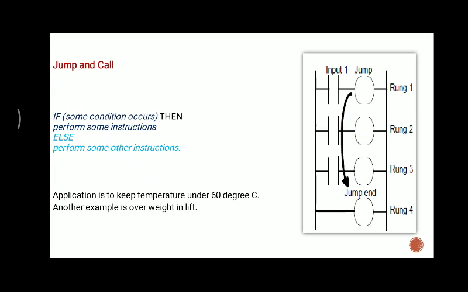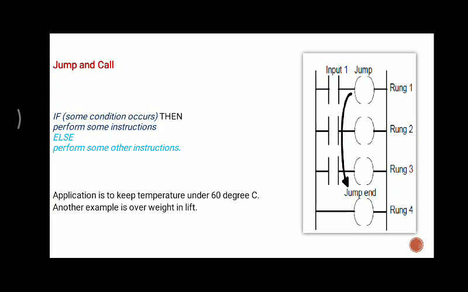If it operates, or if the temperature is above 60 degrees Celsius, it will directly jump from this location to rung 4. It will neglect rung 2 and rung 3, and whatever operation or options are given in rung 4 will be performed by this PLC. So that is what jump and call is.